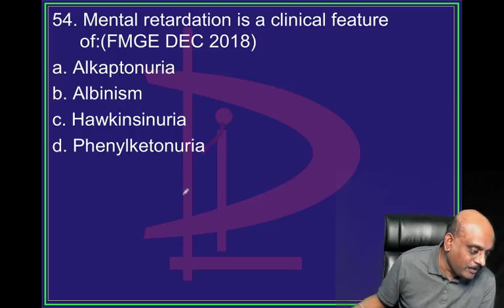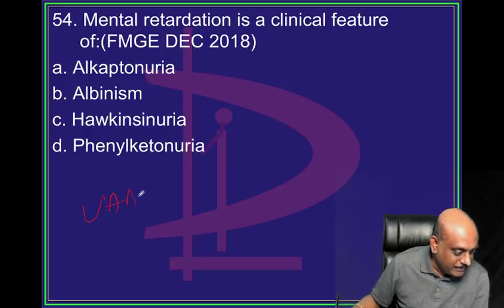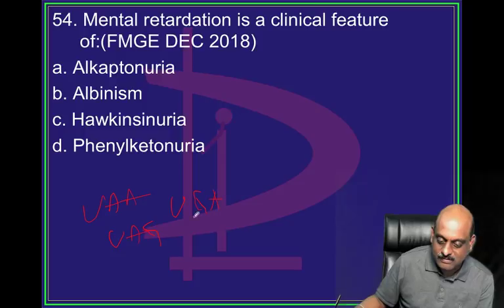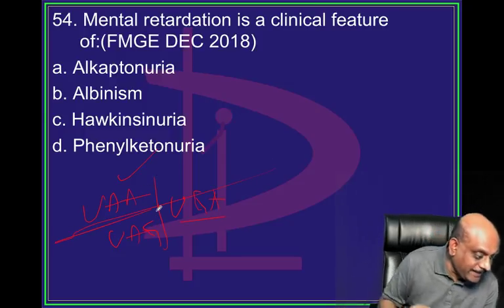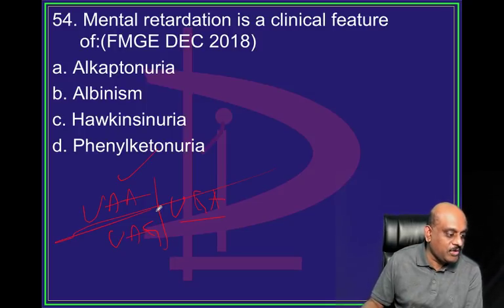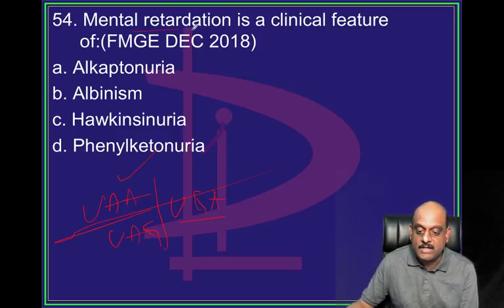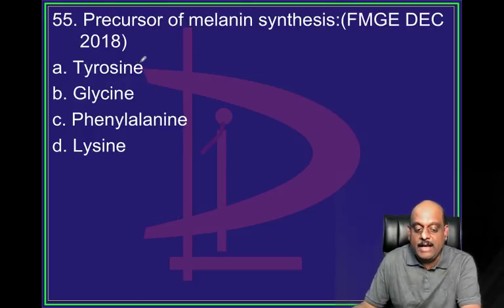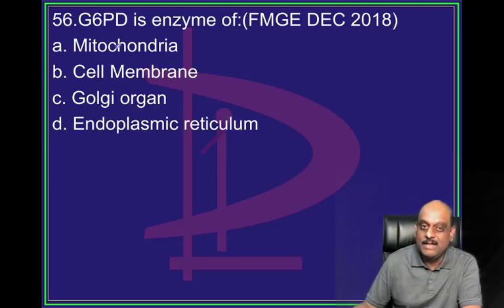UAA, UAG, UGA are terminator codons. UAA, UAG, UGA, right? Yes, you have to learn some African language also for a seat in MD, right? Now, doctor, mental retardation is a feature of phenylketonuria. What is the precursor of melanin, doctor? Tyrosine. G6PD, where is it located? Cell membrane.